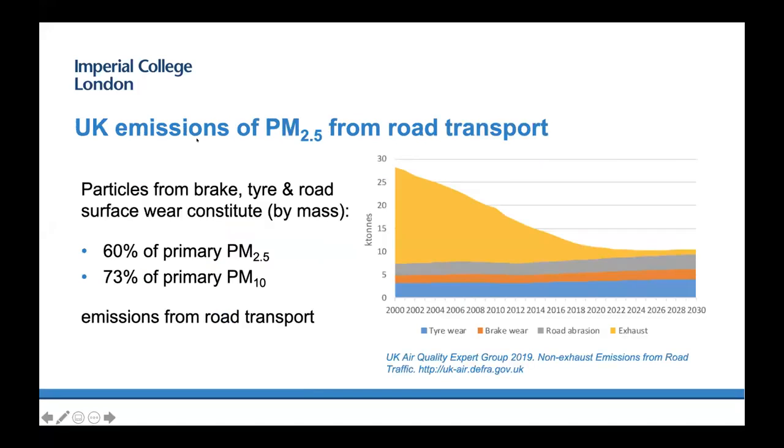In the UK, we've had a dramatic improvement in tailpipe emissions over the last 20 years, so that you can see now that it's a very small component of the overall PM emission load from a vehicle. And in fact, 60% of primary PM2.5 and 73% of primary PM10 now come from non-tailpipe emissions from road transport.